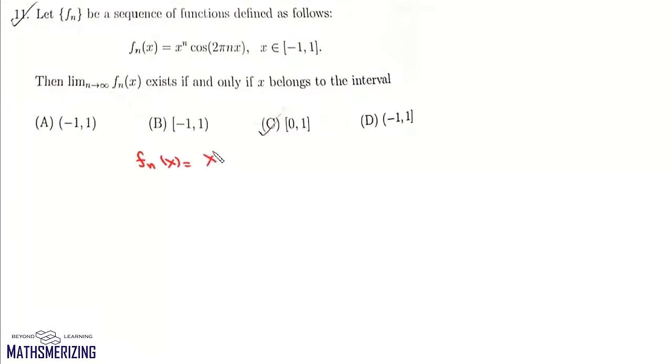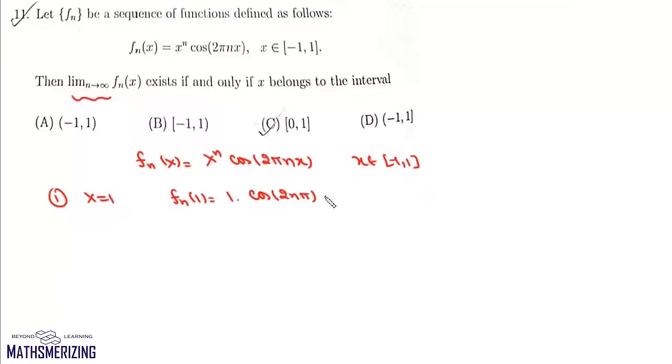And question number 11, we are given the sequence fn(x) equals x to the power n cos 2 pi nx, when x belongs to minus 1 and plus 1. And we need to find this limit n tends to infinite fn(x). Now if we consider the first case, when the value of x is 1, we can write fn(1) as 1 into cos 2n pi, and cos 2n pi is 1. So in this case, limit n tends to infinite fn(x) will be simply 1. So for x equal to 1, this limit exists.